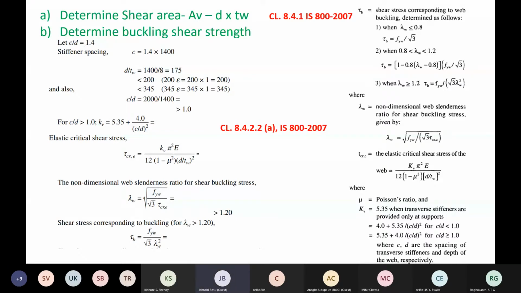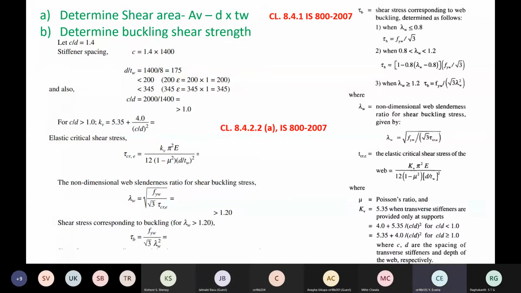C is the stiffener spacing and D is depth of web, 1.43. Fine. So we can see here that C by D is greater than 1. So according to that, in IS 800, it is given what we can take as kV if C by D is greater than 1. So kV is 5.35 plus 4 by (C by D) whole square. So just calculate kV.